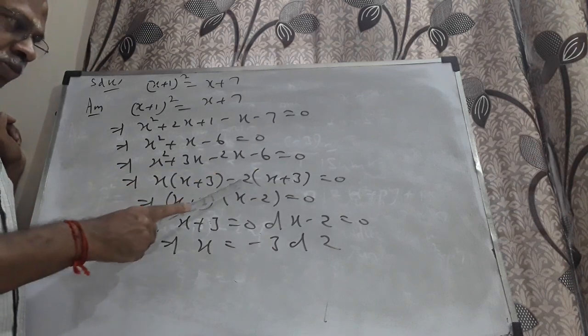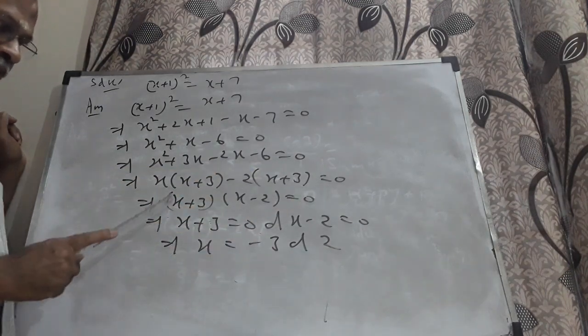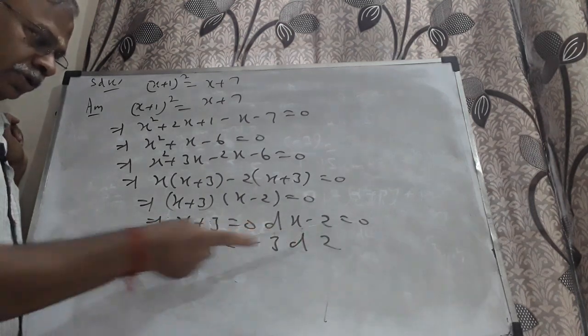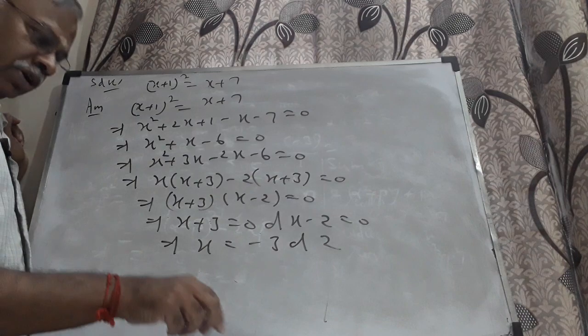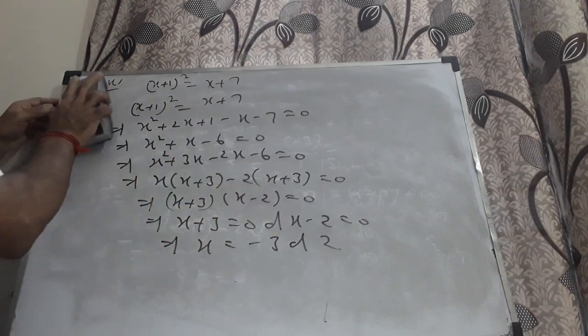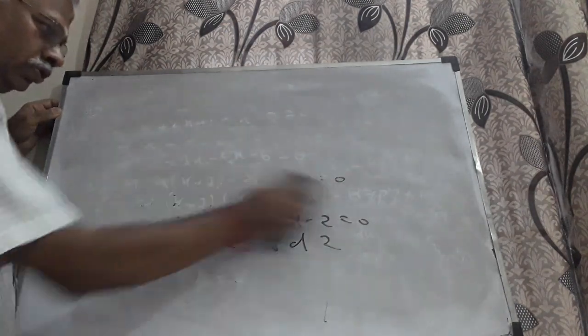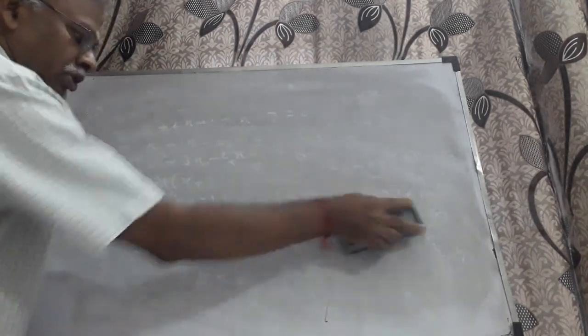x into (x plus 3) minus 2 into (x plus 3) is equal to 0. So (x plus 3) into (x minus 2) is equal to 0. x plus 3 is equal to 0 or x minus 2 is equal to 0. So x is minus 3 or 2. By substituting, I am able to get LHS equal to RHS. Therefore, both the solutions are correct. I think it is clear to everybody.